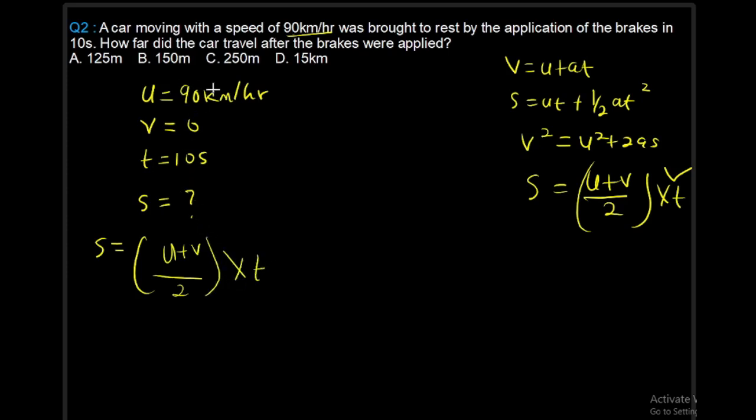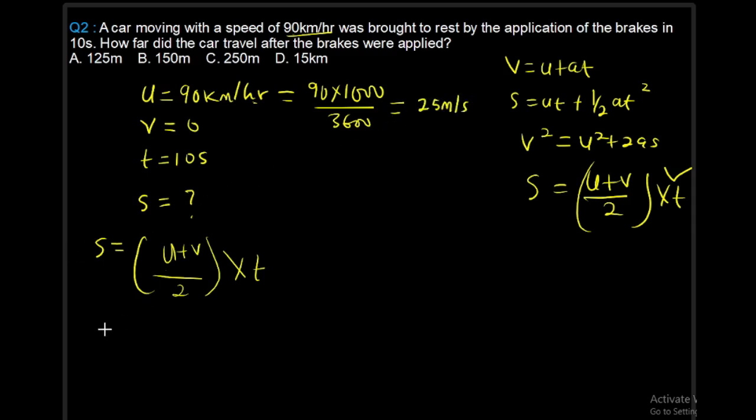Now if you observe, u is 90 kilometers per hour, v is 0, and time is in seconds. Here you have speed in kilometer per hour, here you have time in seconds, so you must convert from kilometer per hour to meter per second. Virtually all the options are in meters. So let's convert the initial velocity to the standard unit. To convert 90 kilometer per hour to meter per second, multiply by 1000 and divide by 3600. So we have 90 times 1000 divided by 3600, and that's going to give us 25 meter per second.